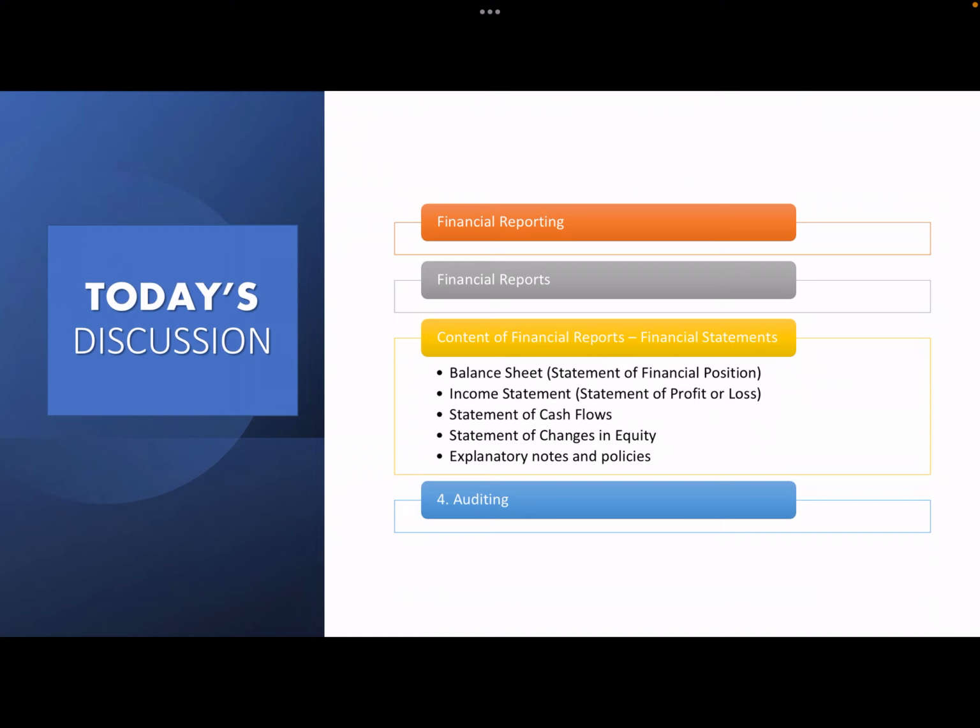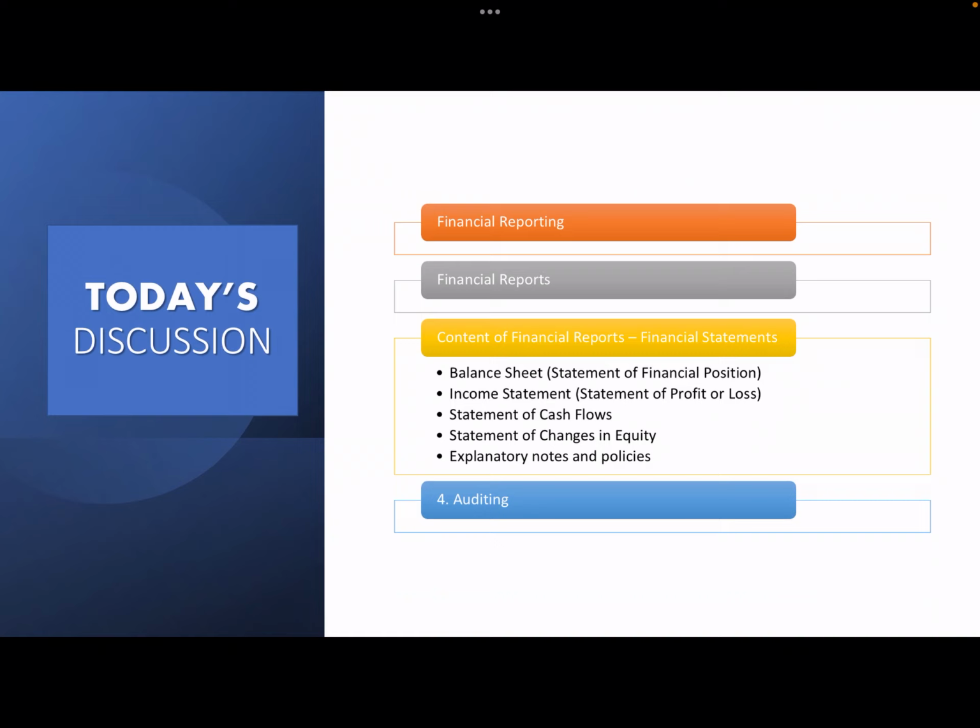Now, the next one is what is called the statement of changes in equity. Now, this statement shows basically the movement or reconciliation of the shareholders' equity between two balance sheet periods. This, for many, is the missing link between the income statement and the balance sheet as it reconciles the opening balance of the equity account in the balance sheet with the closing balances.